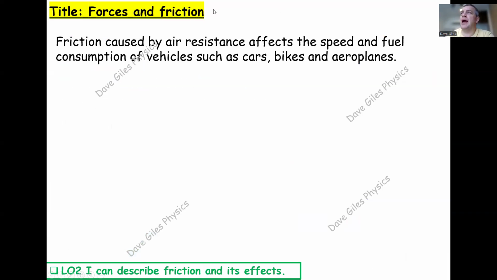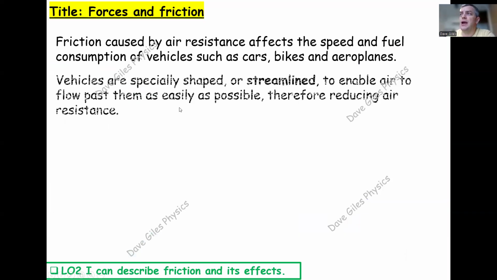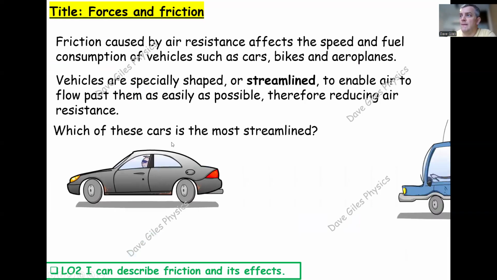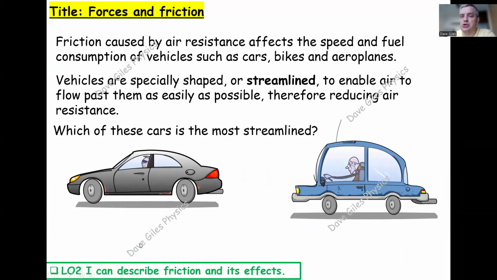So friction caused by air resistance affects the speed and fuel consumption of vehicles such as cars, bikes, and aeroplanes. Vehicles are specifically shaped or streamlined to enable air to flow past them as easily as possible, therefore reducing air resistance. And this is very similar to what we talked about earlier with the shark.